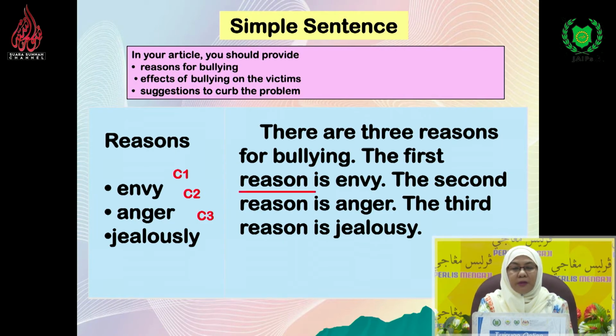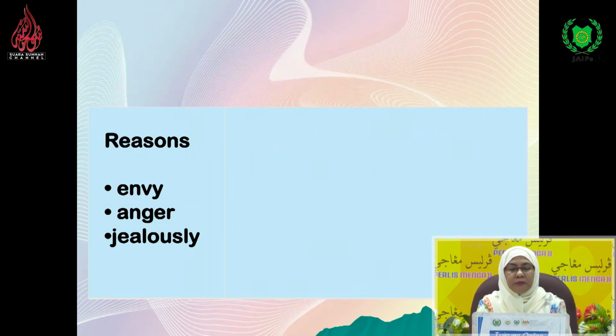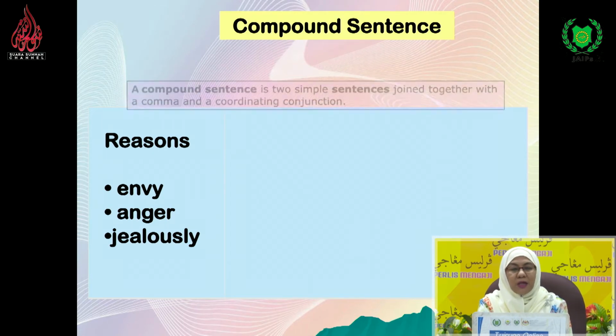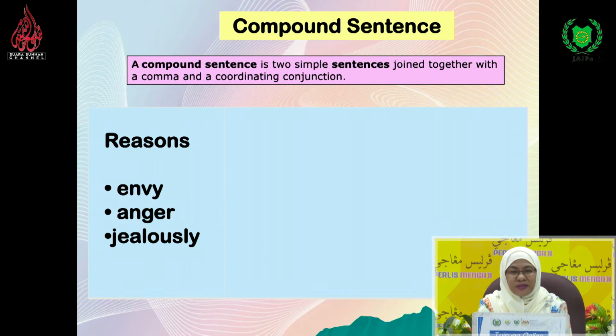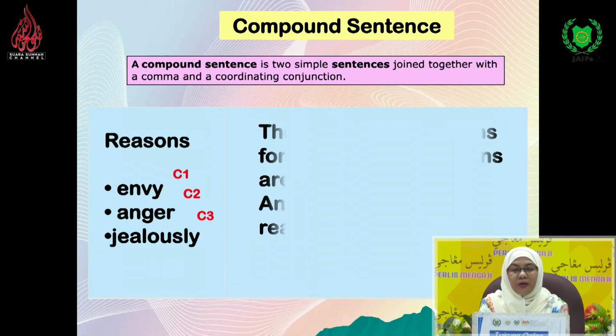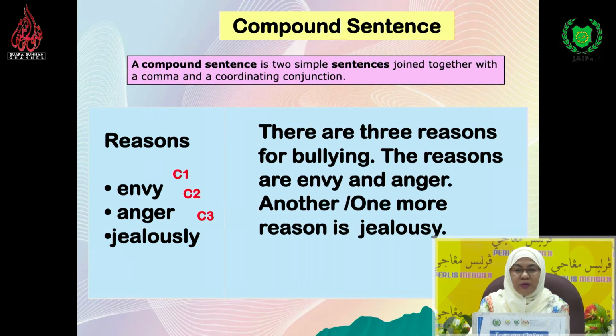Now, sometimes it is good if you can construct compound sentences. Now, what is a compound sentence? A compound sentence is 2 simple sentences joined together with a comma and a coordinating conjunction. You're talking about conjunction. And one of the conjunctions is, here, and.